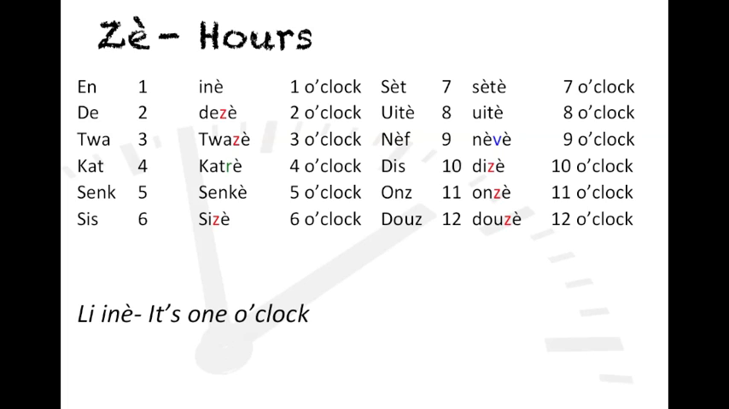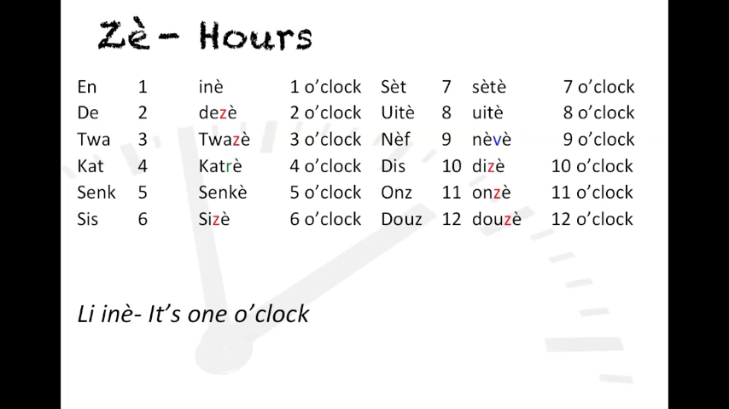To say 2 o'clock, de will become des heures. Trois becomes trois heures. Quatre, quatre heures. Cinq, cinq heures. Six, six heures. Sept becomes sept heures. Huit becomes huit heures. Neuf becomes neuf heures. 10, 10 heures, 11, 11 heures, and finally 12, 12 heures.